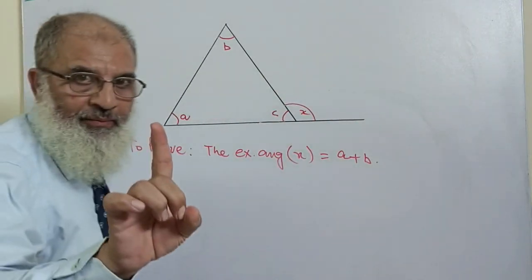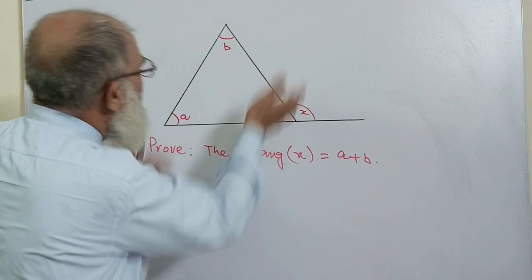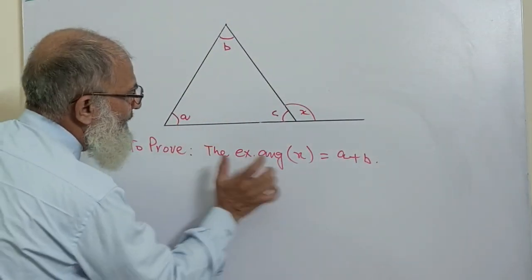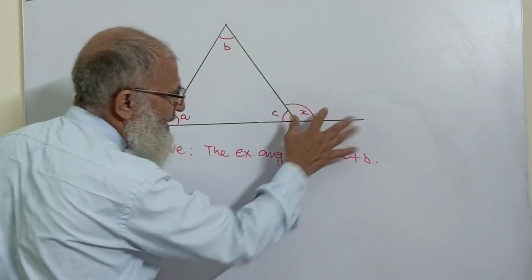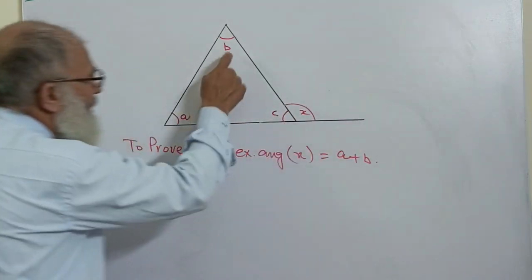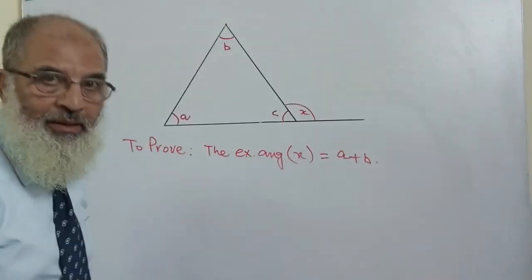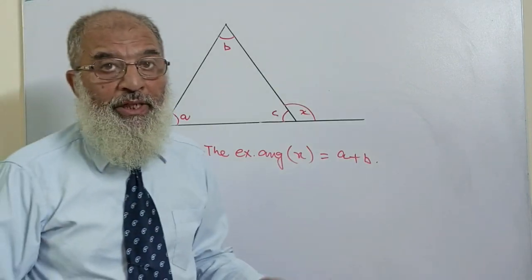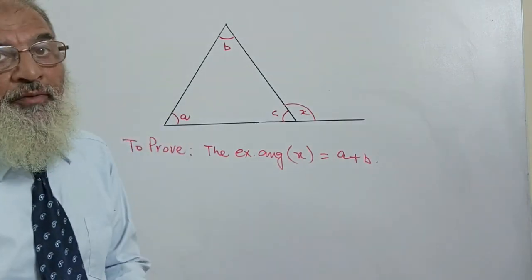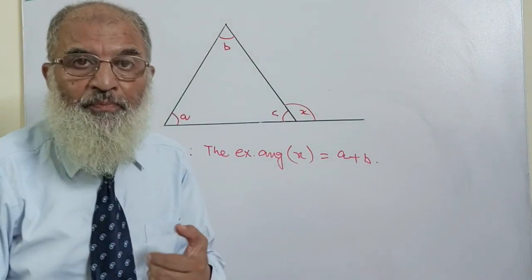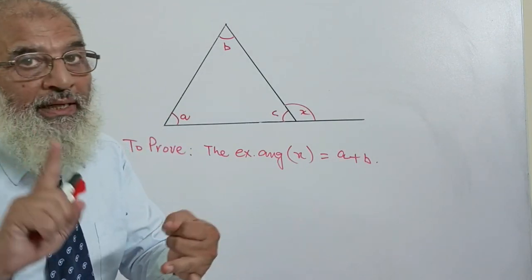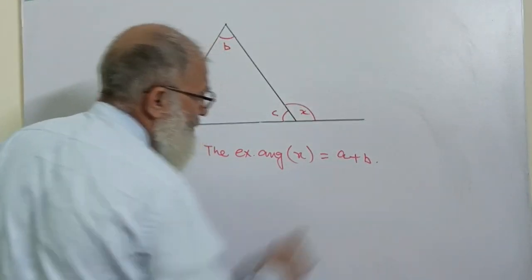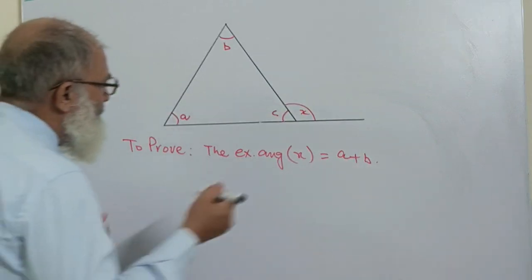Now I have taken only one, because when one is proved, every other is proved. So what we have to prove is the exterior angle X. The exterior angle X is equal to A plus B. It is very simple, and it is a hypothesis, and we have to prove it. And with the proof, we have to accept the hypothesis, or we have to reject the hypothesis. So the exterior angle X is equal to A plus B, so that we prove it.